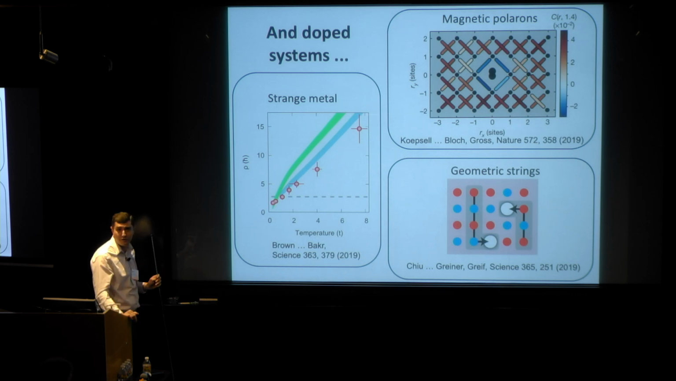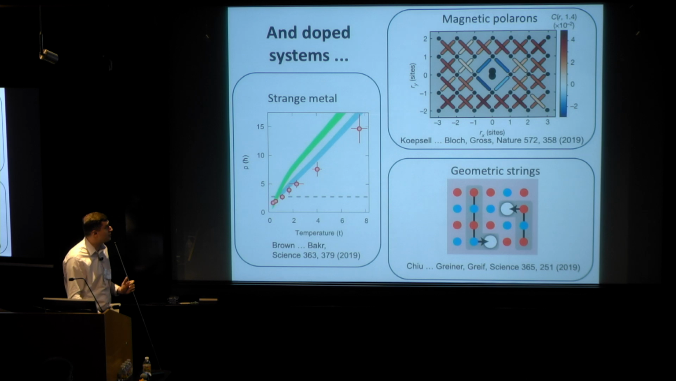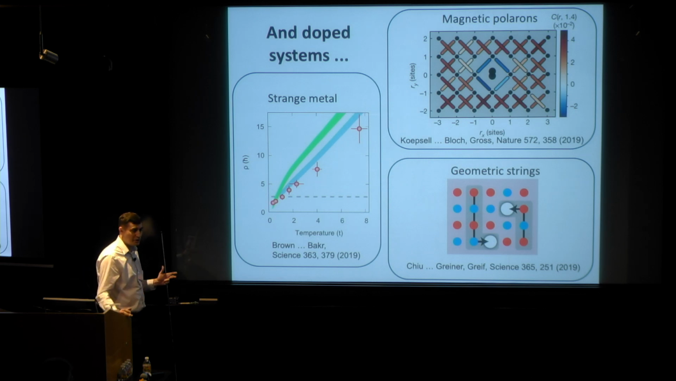OK, so after people looked at the half-filled systems, they moved on to the doped systems, which are harder for the quantum Monte Carlo to do at low temperatures. And there, the interesting problem is to look at what happens when you dope the antiferromagnet. How does, for example, a hole dopant move around in the system?